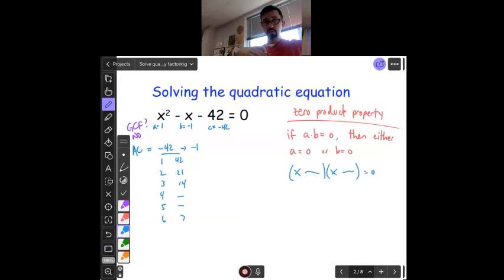Now, right, notice how I wasn't saying negative 42 ever. I was just saying 42. Now I go back and say, but I need a negative 42. All right? So one of those numbers needs to be negative, and I need to add to negative 1. So negative 7 and positive 6 will get us there. Okay?